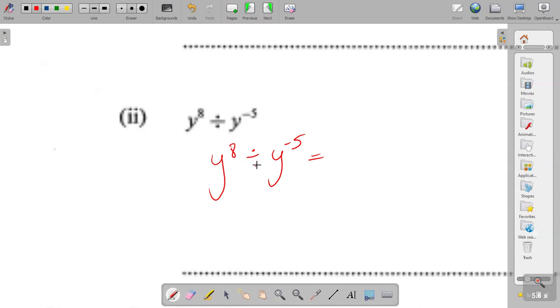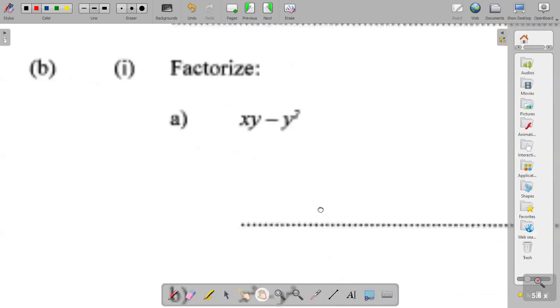Let's go. When you're dividing, what do you do with the powers? Yeah, subtract. So it's going to become y8 minus negative 5. And that gives you the double negative, which is going to turn into what? A positive, or plus. A negative and a negative come together and turn into addition. So we end up with y8 plus 5, which is y13. Excellent job, guys. Let's go factorize.